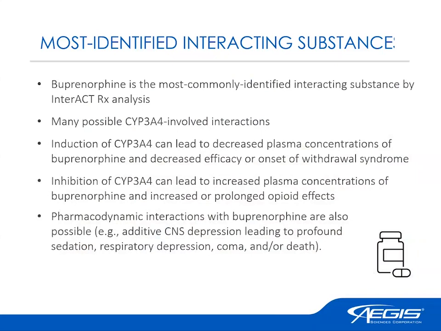Buprenorphine is metabolized primarily by N-dealkylation via the cytochrome enzyme CYP3A4, as well as glucuronide conjugation. If CYP3A4 function is induced by another medication, this can lead to decreased plasma concentrations of buprenorphine and decreased efficacy, or onset of withdrawal syndrome. If CYP3A4 function is inhibited by another medication, this can lead to increased plasma concentrations of buprenorphine and increased or prolonged opioid effects. There are also pharmacodynamic interactions that are possible with buprenorphine, and these can cause additive CNS depression, which can lead to profound sedation, respiratory depression, coma, and/or death.